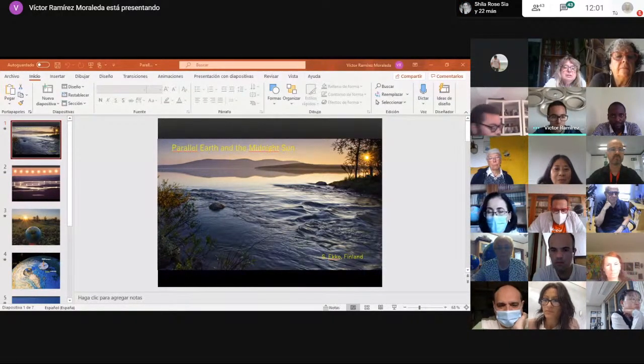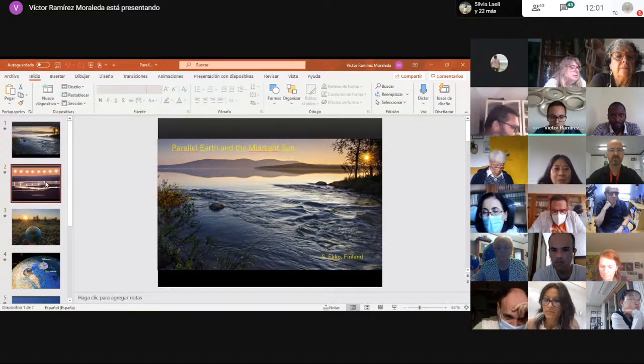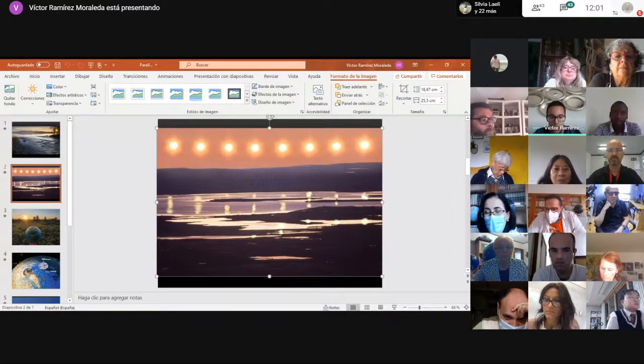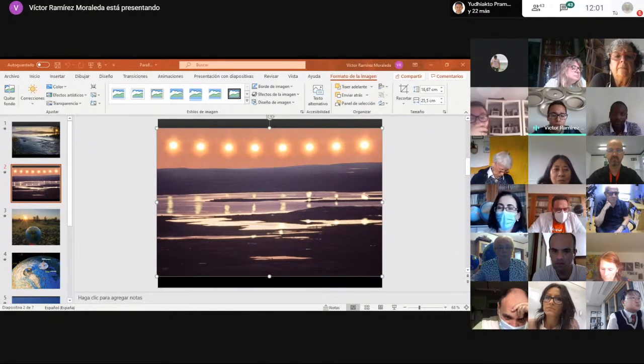Slide 2. One photo does not tell that it was taken at solar midnight, but a series of photos visualizes the path of the sun in the northern sky.